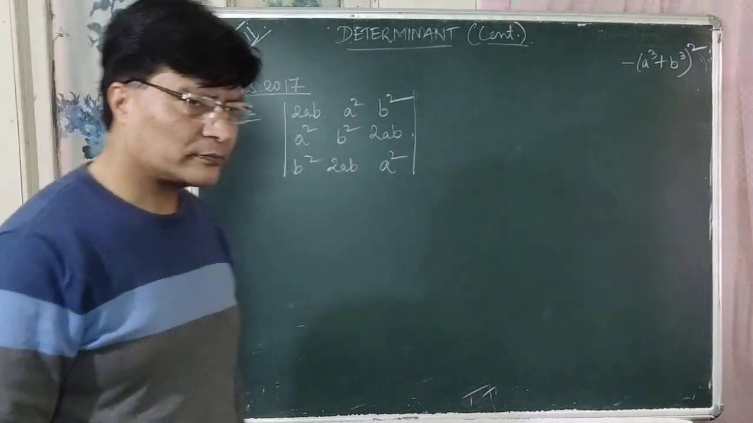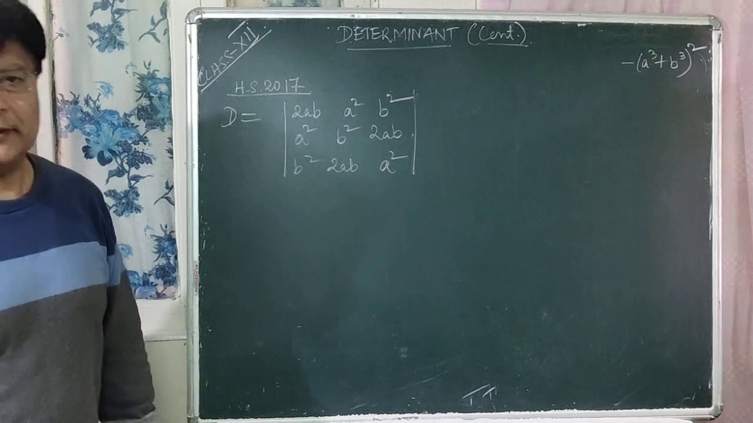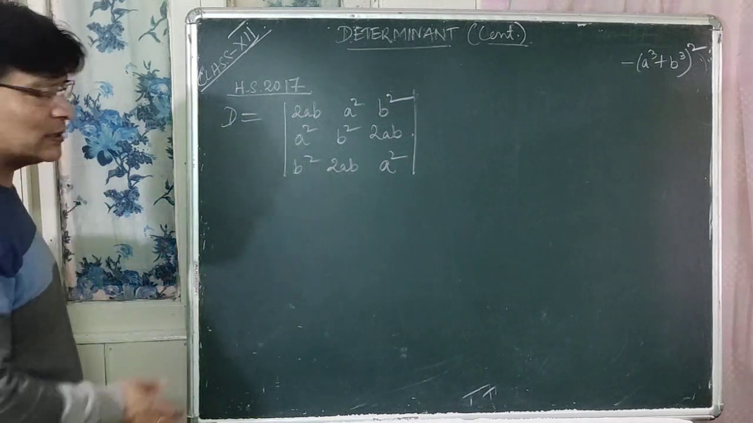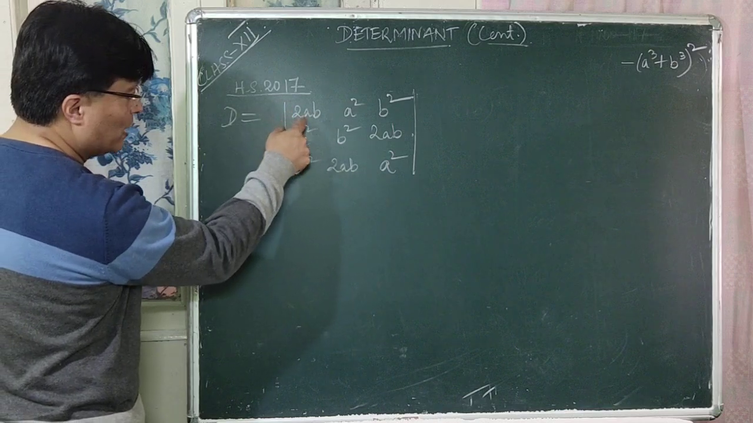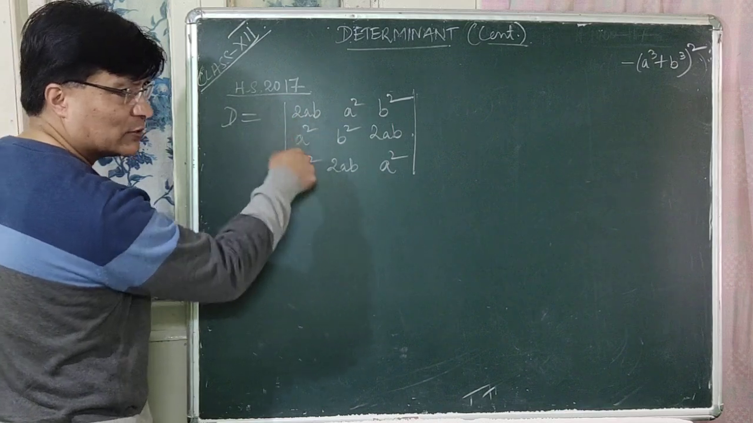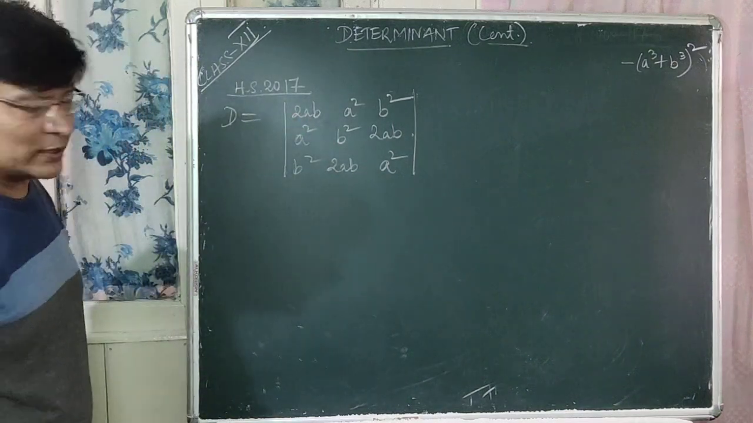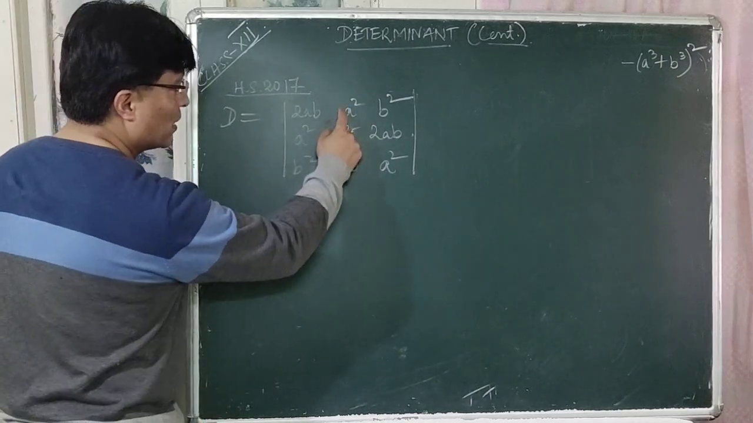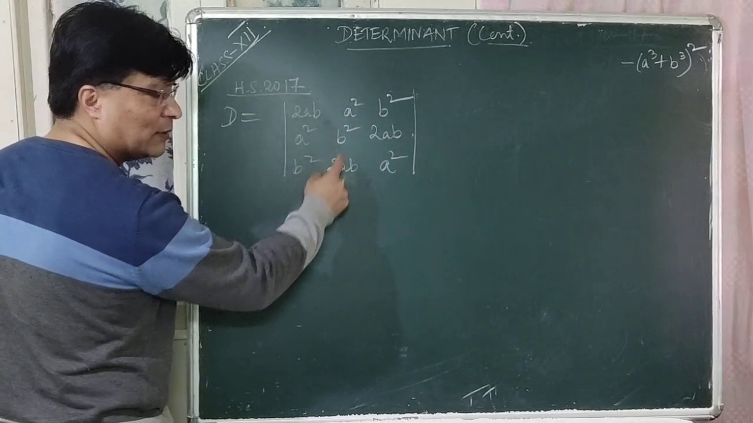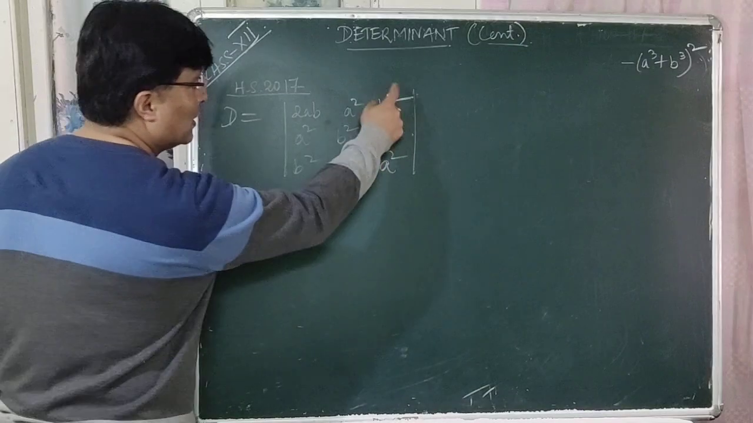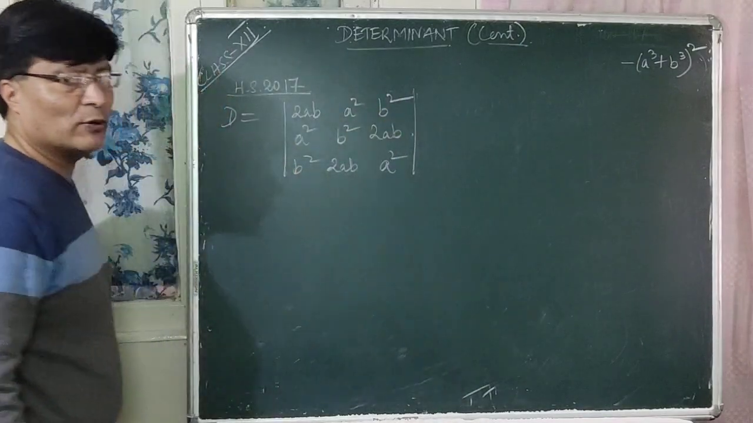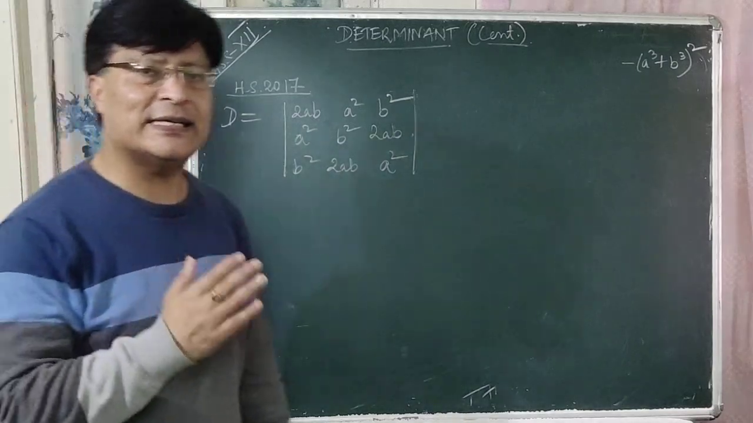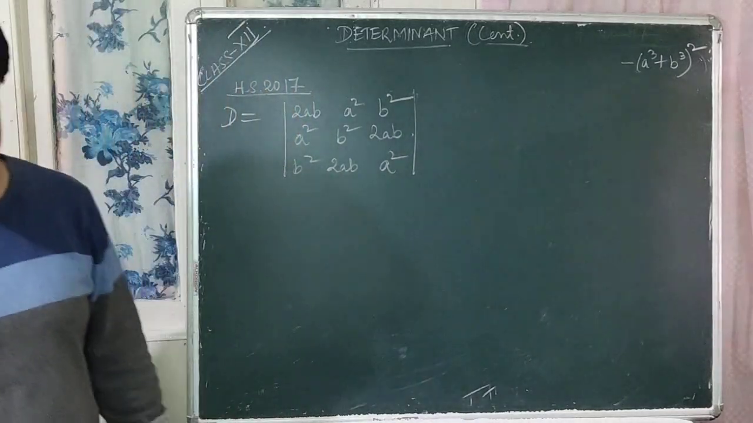Okay, so now what will you do here? Let us check it. If you do r1 plus r2 plus r3, it will be 2ab plus a square plus b square. That is the formula a plus b whole square, isn't it? Here also a square plus b square plus twice ab, a plus b whole square. Here also a square plus b square plus twice ab, this is also a plus b whole square. That is, we are getting the same elements in the first row.